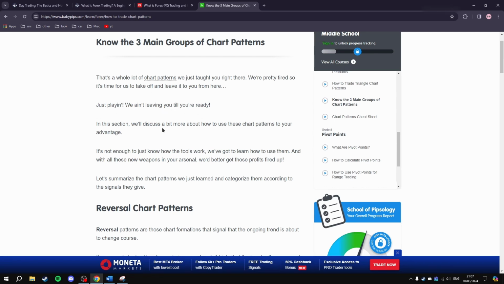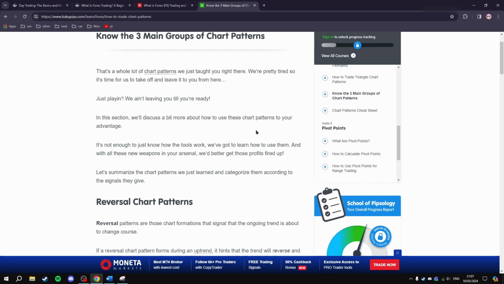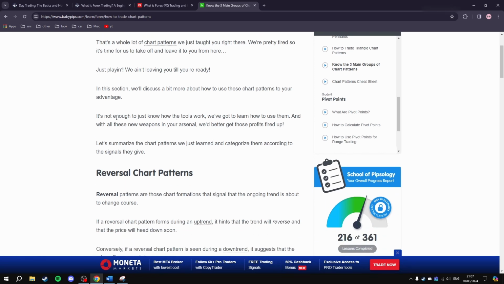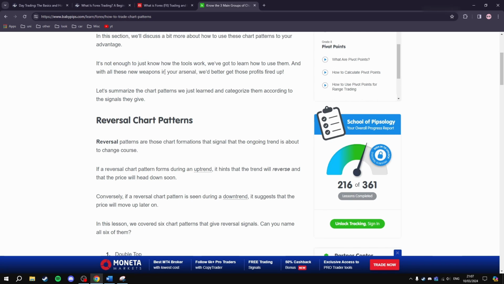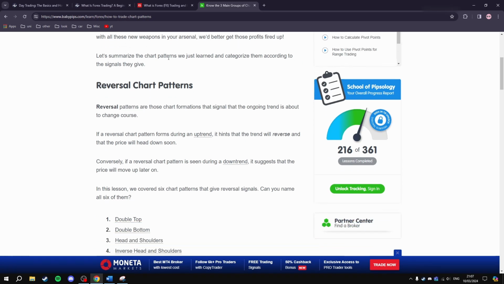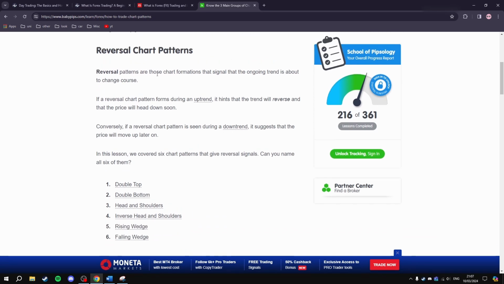In this section we'll discuss a bit more about how to use these chart patterns to your advantage. It's not enough to just know how the tools work, you've got to learn how to use them. And with all these new weapons in your arsenal, we better get those profits fired up. Let's summarize the chart patterns we just learned and categorize them according to the signals they give.